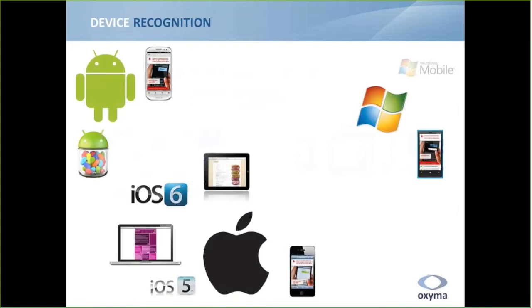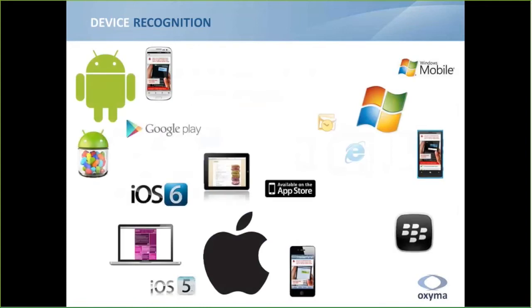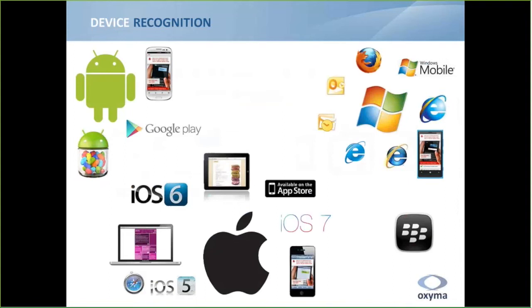Device recognition is basically a way of being able to change different images and links depending on the operating system, the browser, the handset that the user has in their hand at that moment. So why is this important and how can you use this?